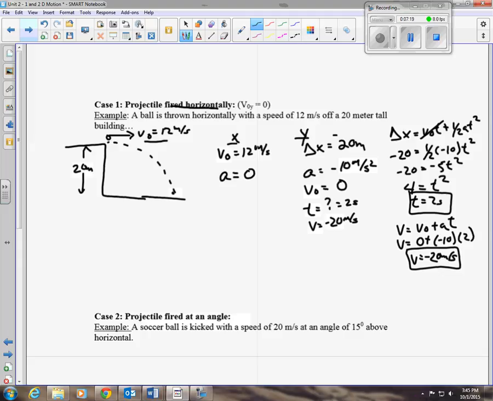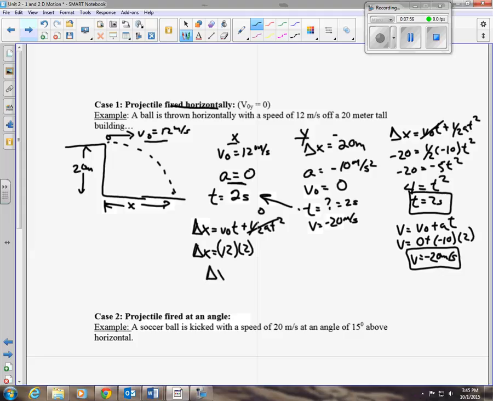Now, how can I find, say, this distance here in the x direction? Well, the one variable that is going to be the same in x and y is the time. So once I know over here that the time is 2 seconds, now I know that the time here is 2 seconds. I can just plug that in. Now I can use my delta x equation. Delta x equals v0 is 12, t was 2. And then, since the acceleration is 0 here, I can ignore this part because this part is going to become 0. Delta x is 24 meters.